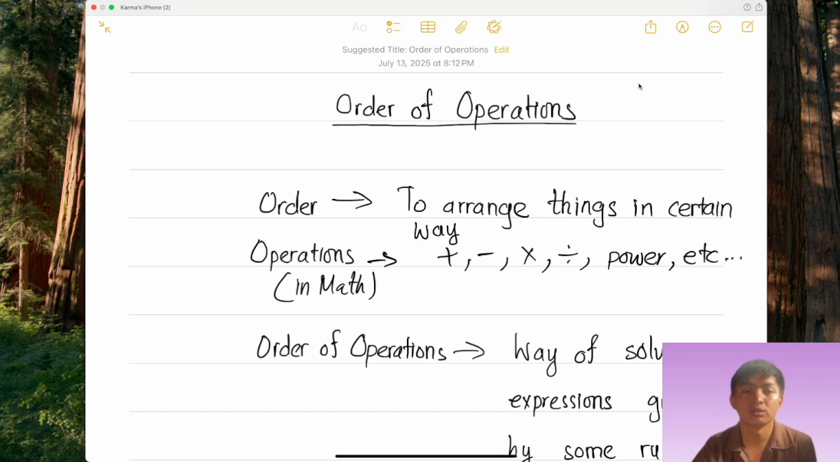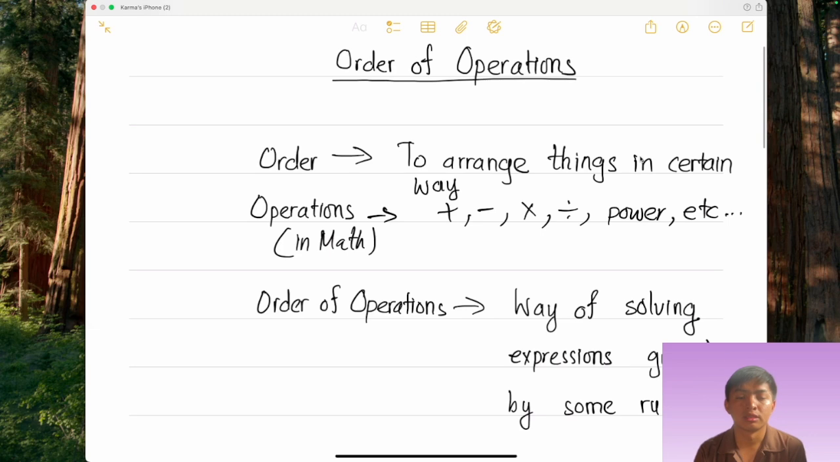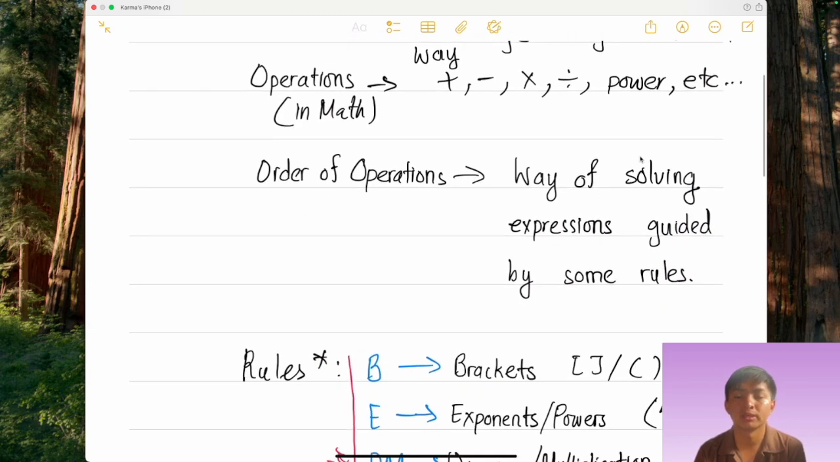In this video we are going to learn about orders of operation. First, let us try to understand what it means by orders of operation. By order, it means to arrange things in a certain way. Operations usually means addition, subtraction, multiplication, division, power, etc. in maths. Then by order of operation, it means the way of solving an expression guided by some rules.